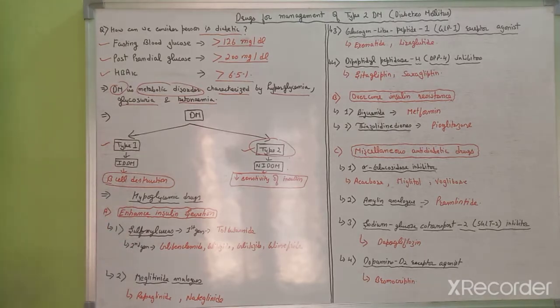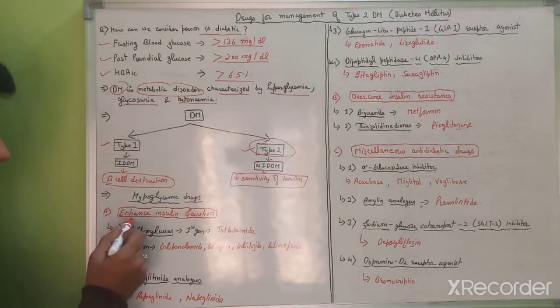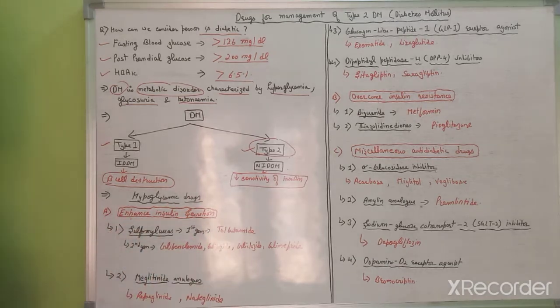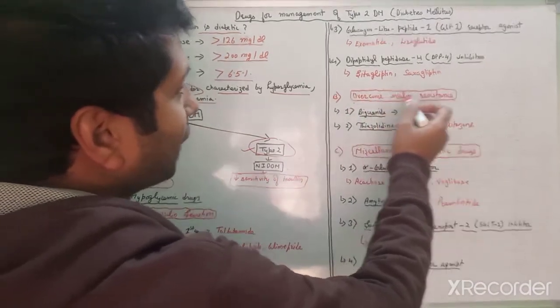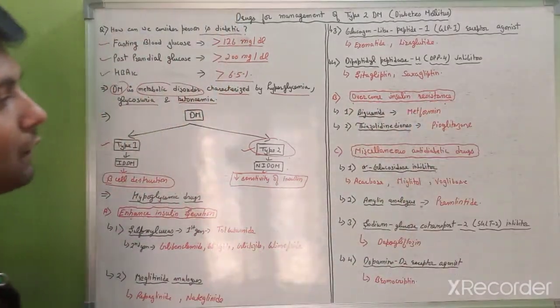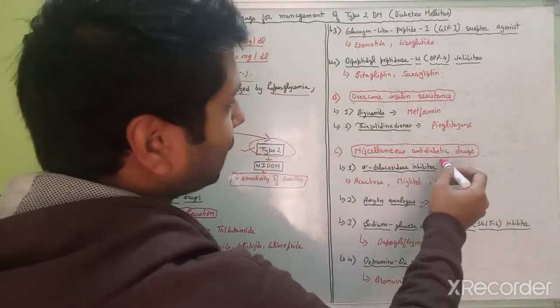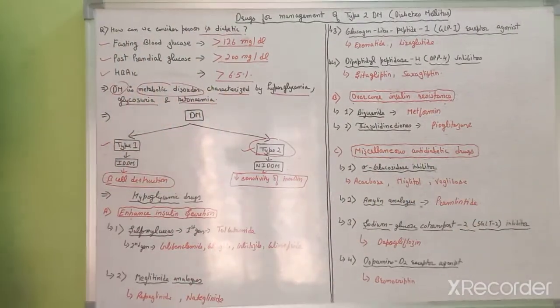In these drugs we have three classes. The first class is drugs which enhance insulin secretion, the second class is drugs which overcome insulin resistance, and the third class is miscellaneous anti-diabetic drugs. Remember guys, we have three classes, and in each class we have different categories of drugs. So let's discuss these classes one by one.